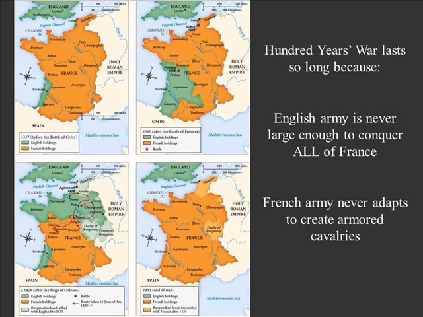But they'll never have enough soldiers to conquer the whole place. So it's called the Hundred Years' War because it goes back and forth for so long. It lasts about 100 years, or just under 100 years, like 98 years or something like that. That doesn't sound as good.